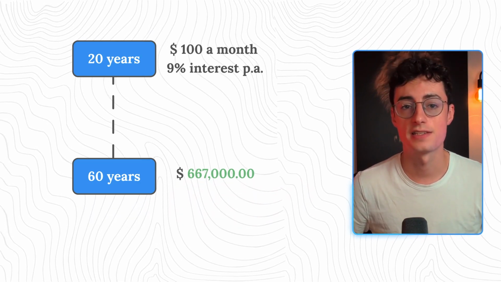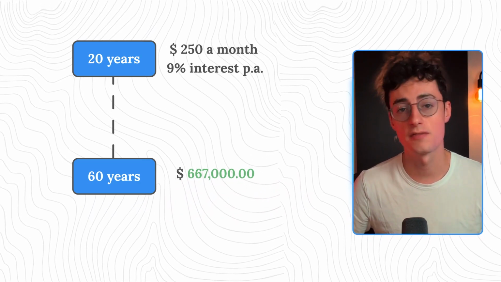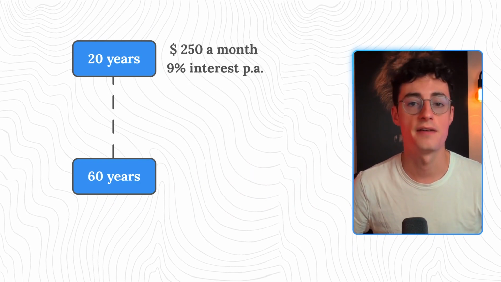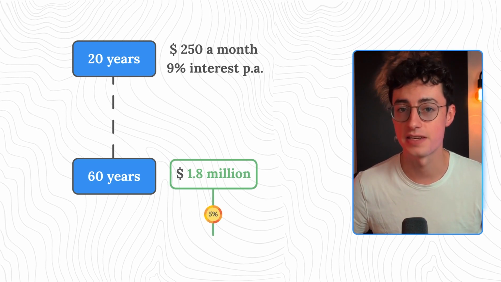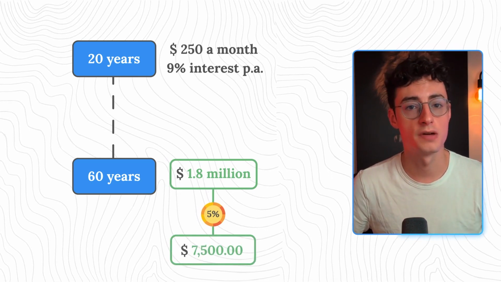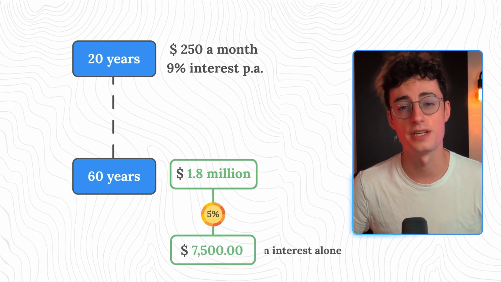If you managed to set aside $250 each month instead of $100, at retirement you'd have over $1.8 million available. And if you invest this money at 5%, you generate a monthly income of $7,500 from interest alone.